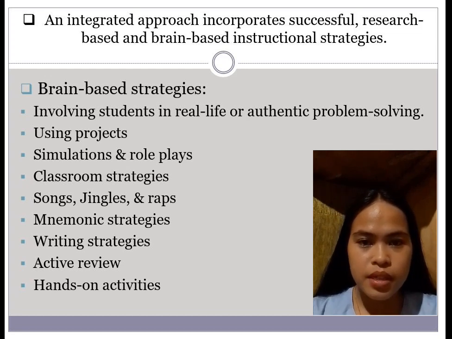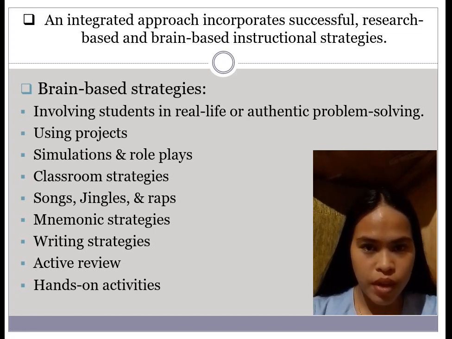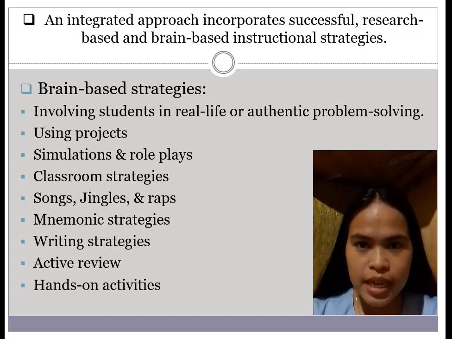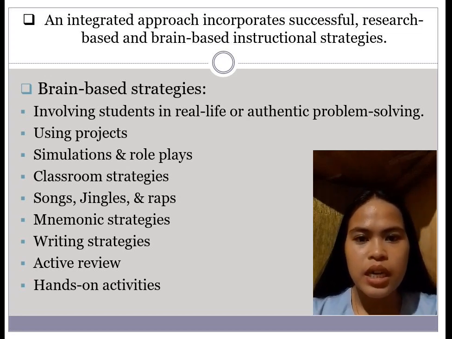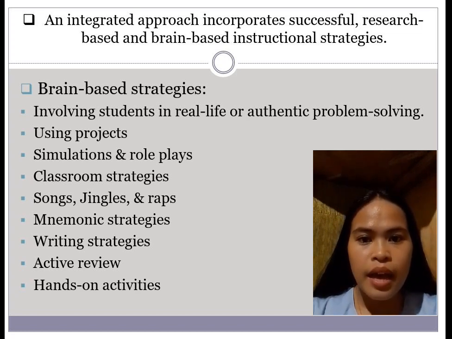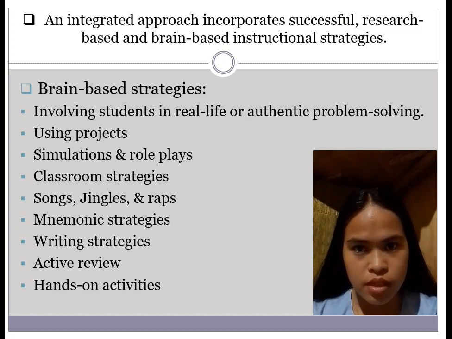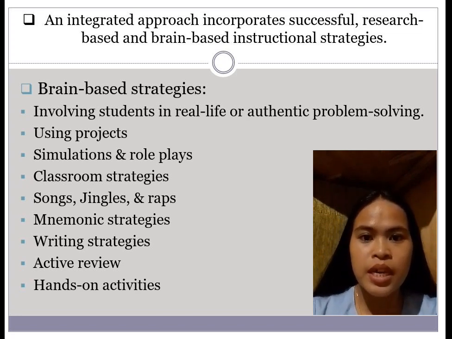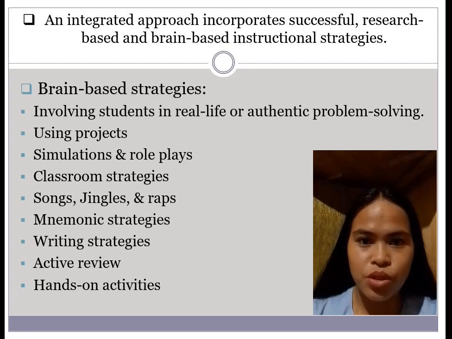Now, for the brain-based strategies, this includes involving students in real life or authentic problem solving, using projects, simulations, and role plays, classroom strategies, songs, jingles, and raps, mnemonic strategies. You could also use writing strategies, active review, hands-on activities. So these are some effective strategies you can use in an integrated approach.